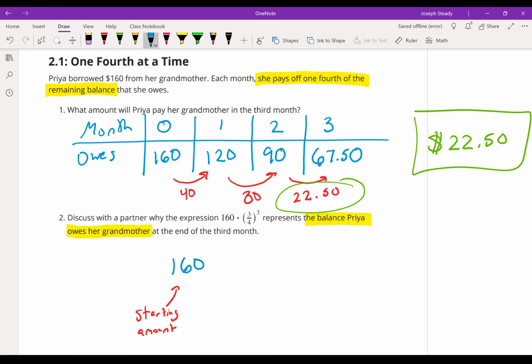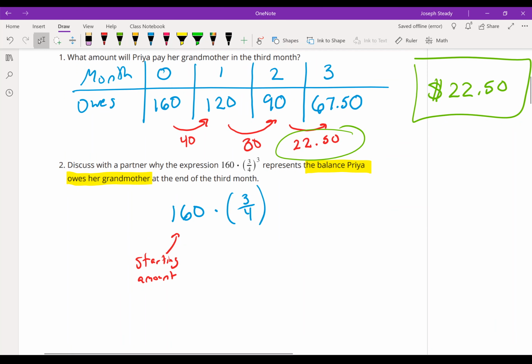Where is this 3/4 coming from, though? That's the interesting part. If we break this down a little bit, we can figure it out. Remember, if you multiply by the number 1, well, nothing changes, right? So 1 is kind of our baseline number that we are multiplying by. But we know that Priya is taking away 1/4 each month. So really we're going to do 1 minus 1/4 of whatever the quantity is. Well, 1 minus 1/4 gives us that 3/4.